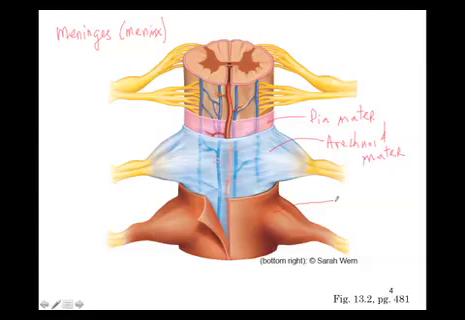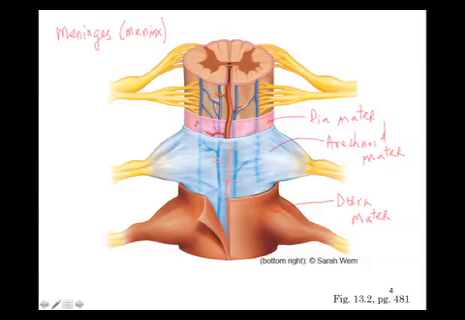And then superficial to that, we have a pretty thick, well, thick is a relative term, but a pretty heavy-duty connective tissue layer called the dura mater. And that is the most superficial. And these are the same things that are part of the brain as well. We have the dura, the arachnoid, and the pia mater as part of the brain as well. And we'll review that next week too.